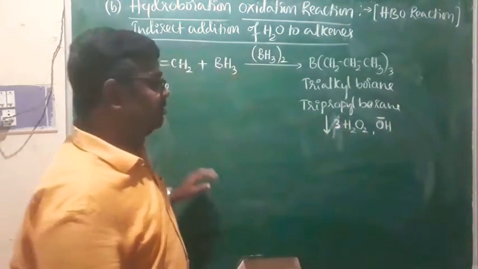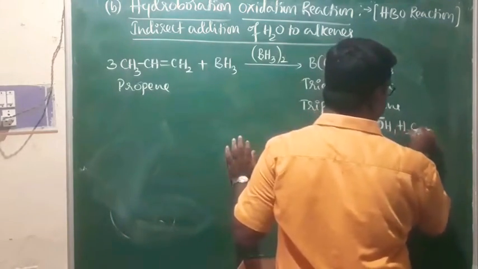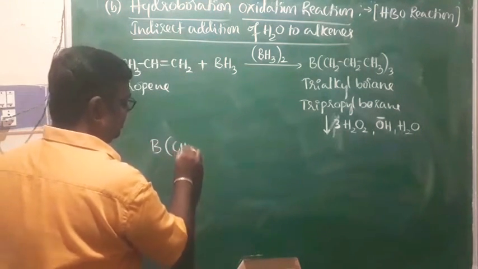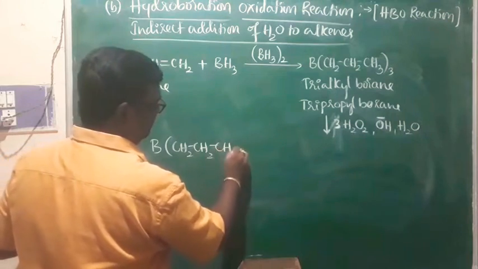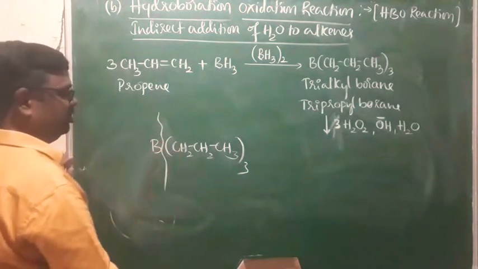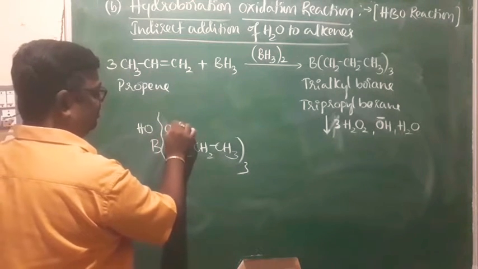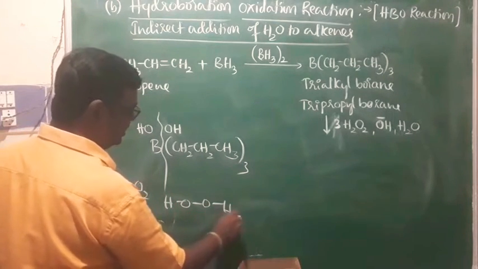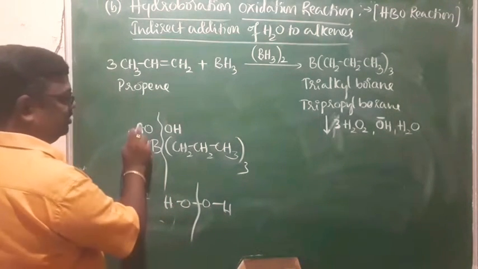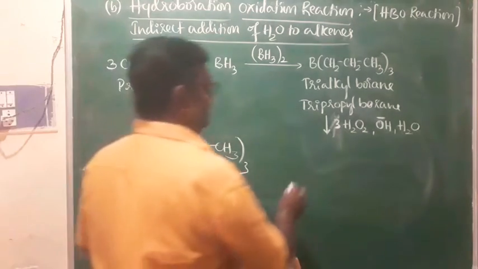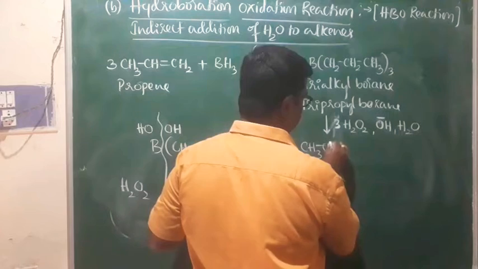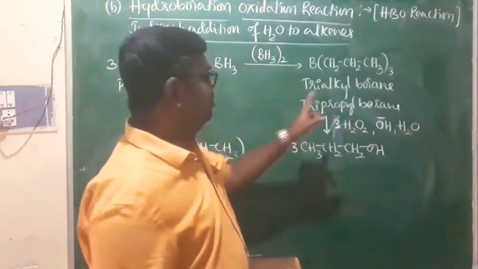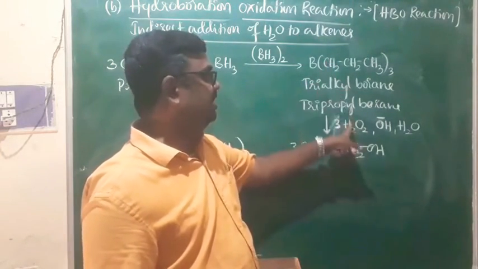Hydroxide OH minus followed by hydrolysis. Look at what happens. B CH2 CH3, all three bonds break and one OH connects here, one OH connects here, because H2O2 is there. How do you write it? H2O2 is HOOH, it breaks, and one OH connects here and another OH connects here. You are going to get CH3 CH2 CH2OH, three molecules, three OH groups connect here.